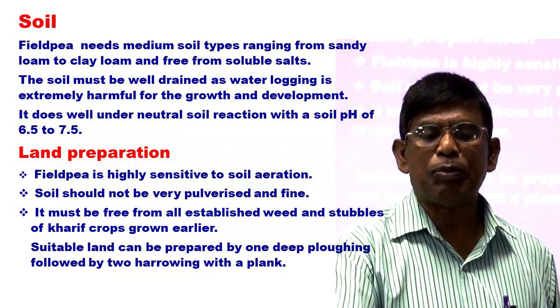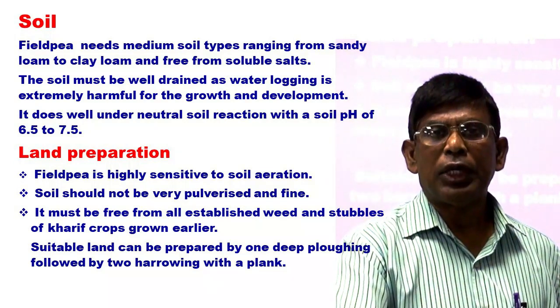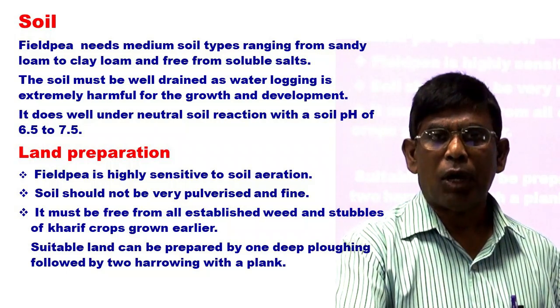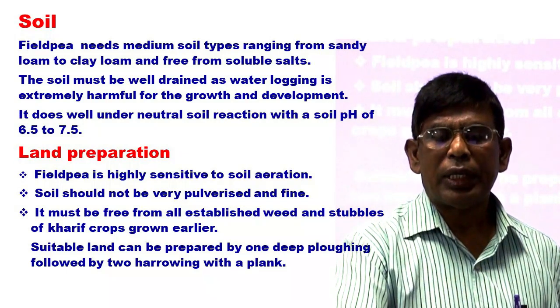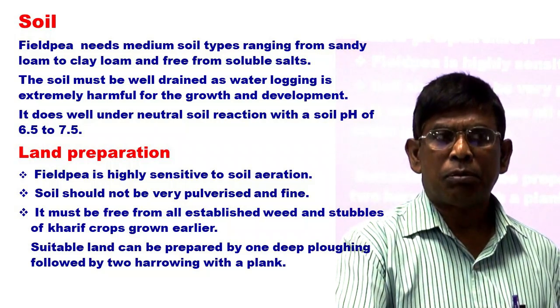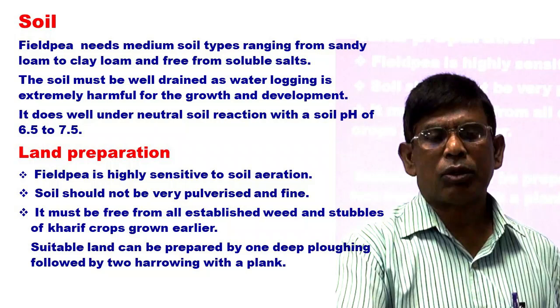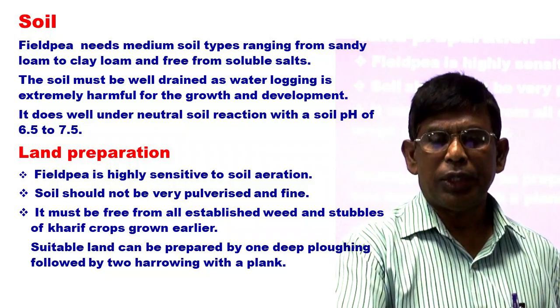Suitable land can be prepared by one deep plowing with the help of a moldboard plow, soil turning plow, then two harrowings followed by planking. In this way you can get the soil suitable for sowing.